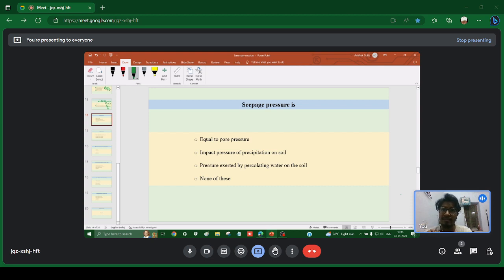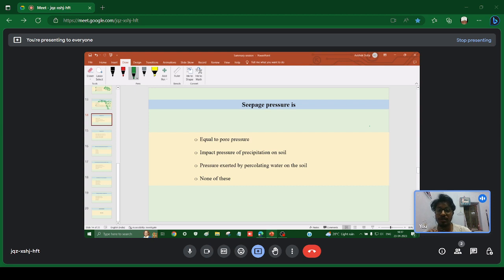In the seepage analysis chapter, the flow through soils chapter, we have learned that fluid percolating through soil exerts a kind of pressure which is significant from a geotechnical point of view. If we do not know the behavior of water underneath the soil, then it will be difficult for us to decide what kind of structure we can construct over a particular soil.